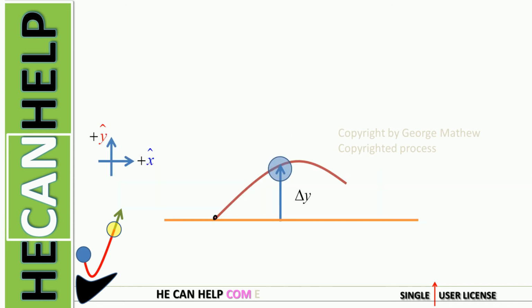So let's assume that this is our origin. So t is equal to 0. What is y? Y is equal to 0. At t is equal to 3 seconds, y is 59.82.